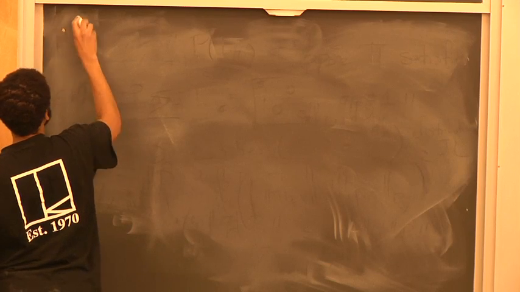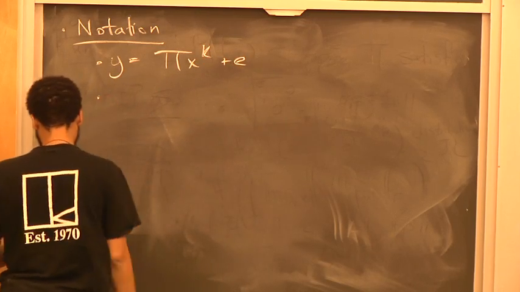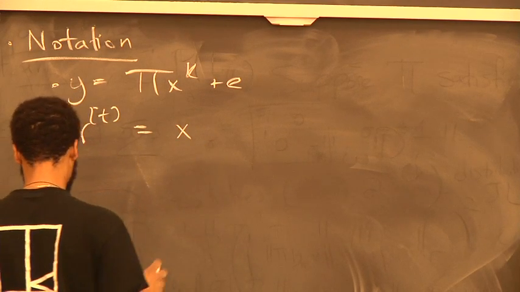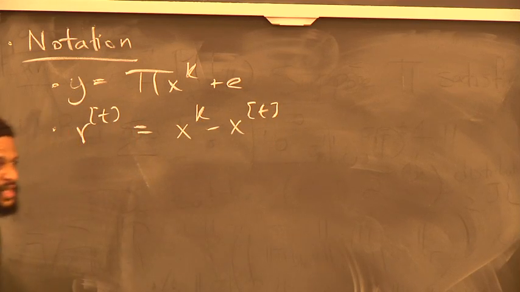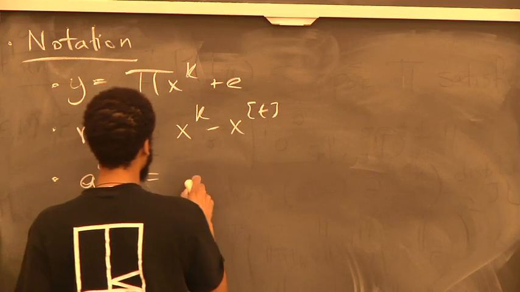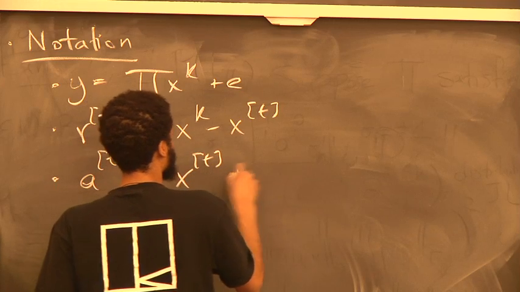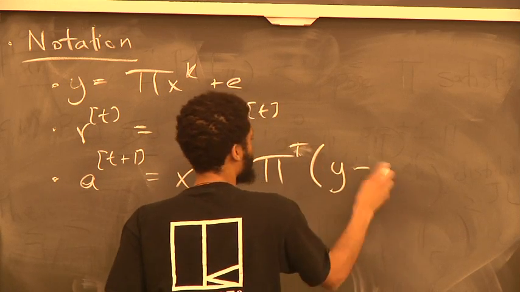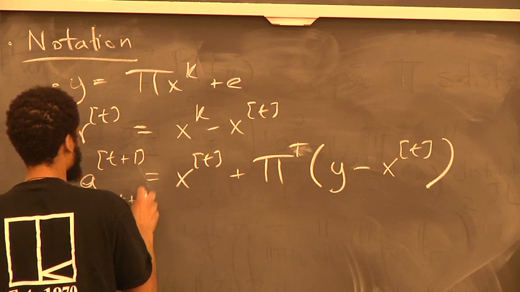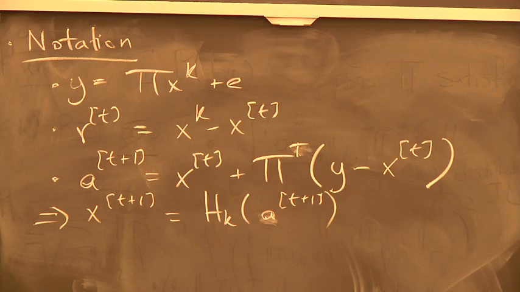So, set up the notation. We have that y is now equal to pi xk plus e. Let me define RT is equal to xk minus xt. So it's like the residual at time t. Let me also define AT plus 1 as being equal to basically that step before we apply the hard thresholding operator. So this is equal to xt plus pi transpose times y minus pi xt, which implies that xt plus 1 is just the hard thresholding operator applied to AT plus 1. Yeah, sorry, there's a pi here.